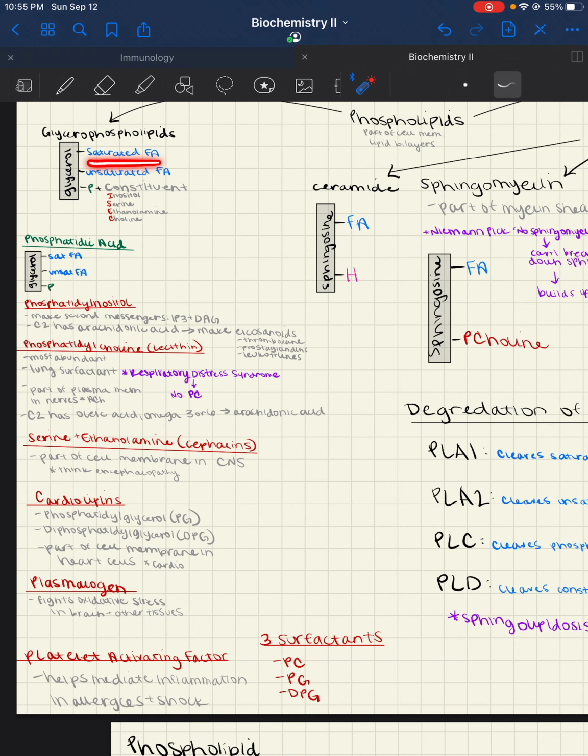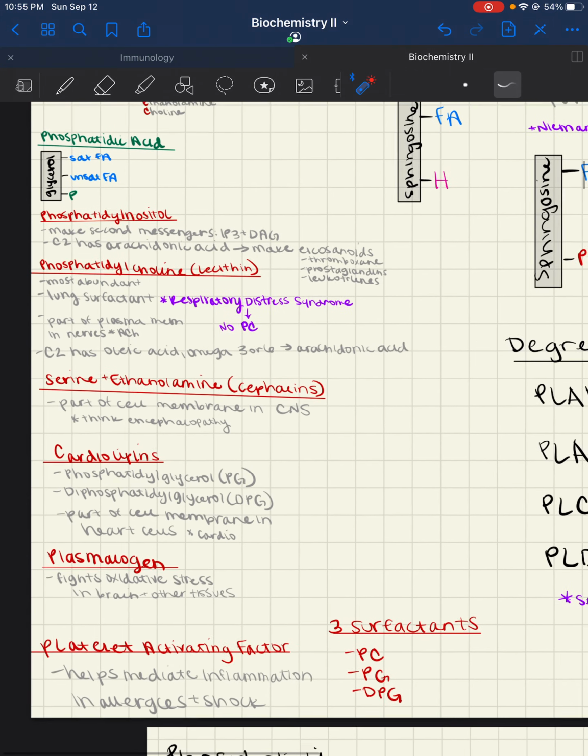So glycerol backbone with a saturated fatty acid on carbon 1, an unsaturated fatty acid on carbon 2, a phosphate on carbon 3, and a constituent, whether it be inositol, serine, ethanolamine, and choline, and I remember it as I-sec or 1-sec.